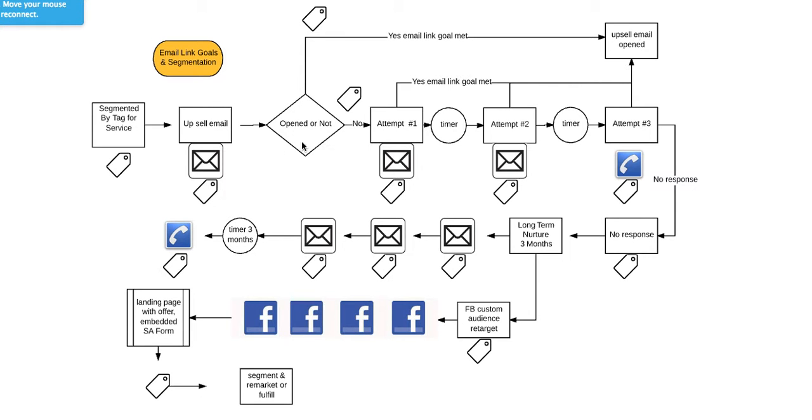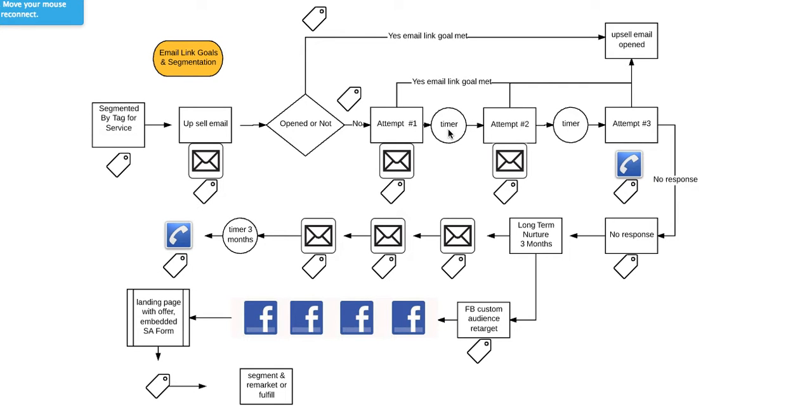If they did not open it after a preset determined time, we are going to automatically send them another email. And this will be attempt number 1 to get them to open it after the original email. We're going to apply a tag to make sure we know that this is where they're at in the customer lifecycle. If they do click this link, it is going to apply a tag and shoot them up here to the upsell opportunity. But say they have not opened this email before this timer goes off.